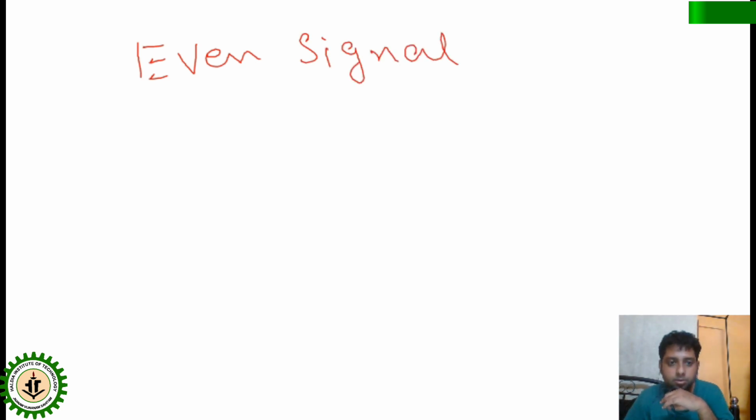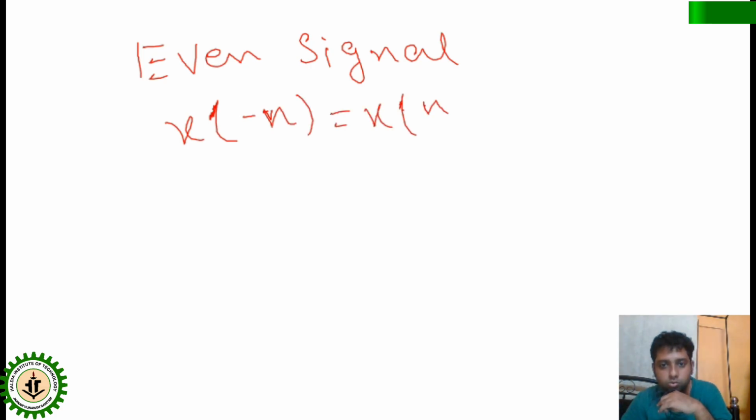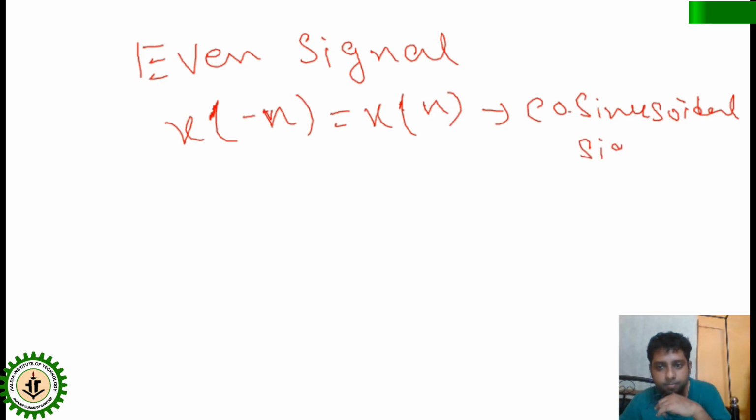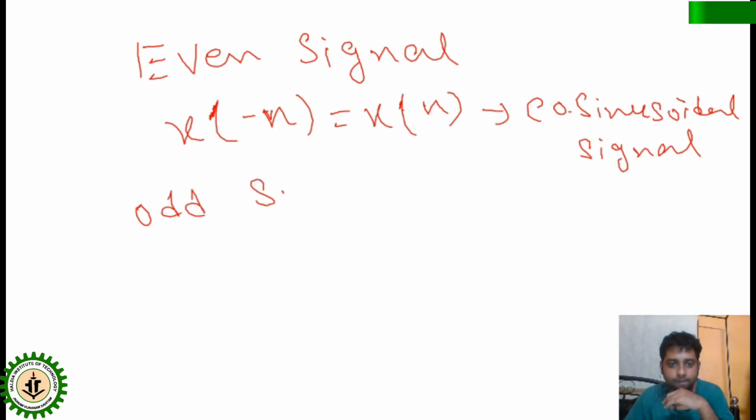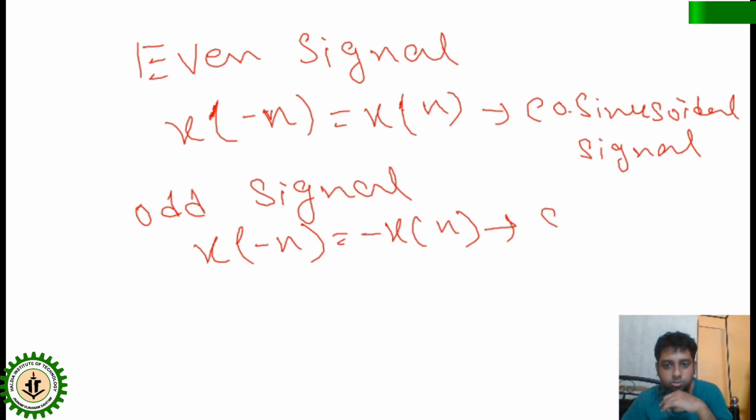Even signal and odd signal. We know that for an even signal, we write x of minus n is equal to xn, that is the co-sinusoidal signal. And for an odd signal, x of minus n is equal to minus xn, that is the sinusoidal signal.